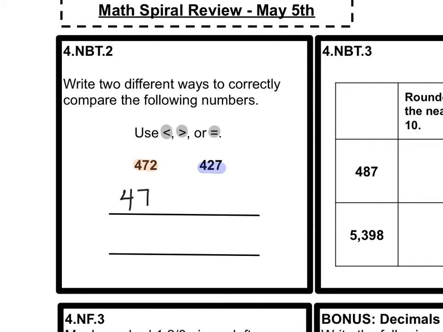So the first one we're going to do is I'm just going to leave the numbers the way that they are, 472 and then 427, and I'm going to say 472 is greater than 427, or I'm going to make that little alligator eat the bigger number. For another way to write this, you just flip the numbers, 427 versus 472. You would say 427 is less than 472, making the alligator, again, eat the bigger number. And that's it for that problem.